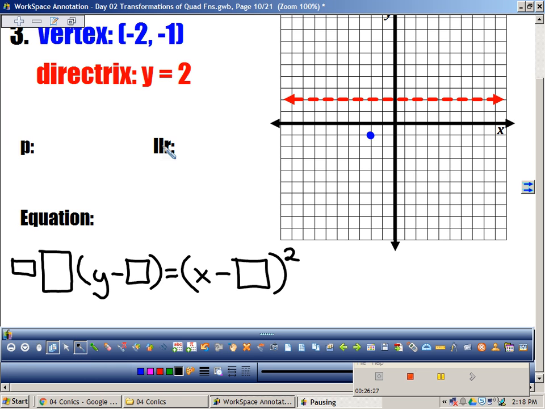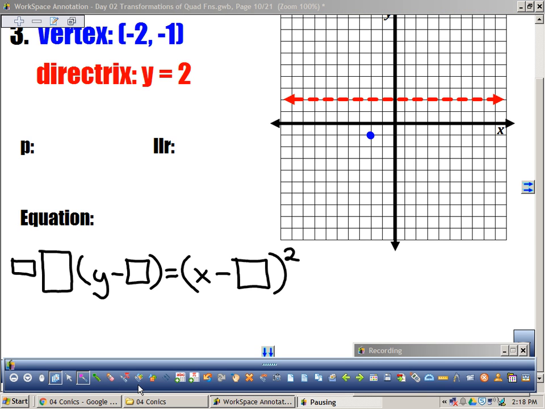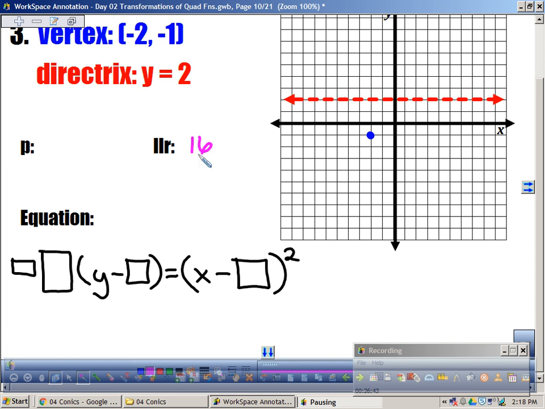The LLR? Okay, she says the LLR is 16. How did you get that piece of information? You guessed. What do you guys think? Christina, isn't it 12? Why did you say it was 12, Christina?